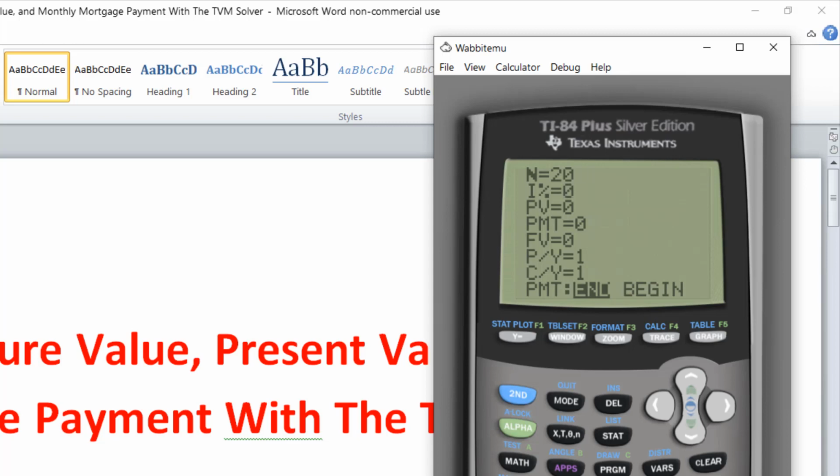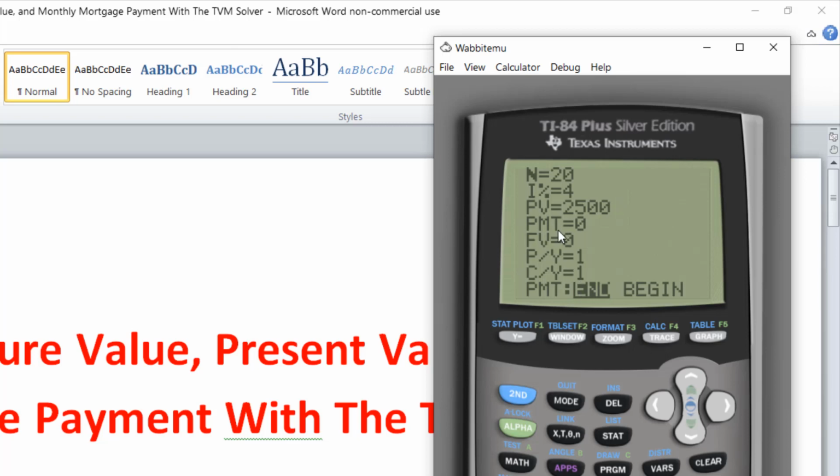The interest rate is 4%. Notice on the left it has I and then the percent sign. So it's understood that what you have on the right is already a percent. So don't put it in decimal form, don't put the percent sign, just put 4. Hit enter. Move to the next category. PV is the present value, which in this case is $2,500. So we just enter 2,500.